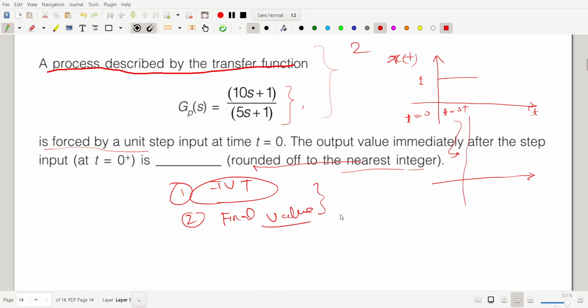Now I think this question is very simple. They are asking for our output. What is the output? We can find it here. Output, let us say, Y(s), our input is R(s) and the transfer function is G(s). What is R(s) here? This is a step input, so the Laplace transform is 1 by s, into G(s).